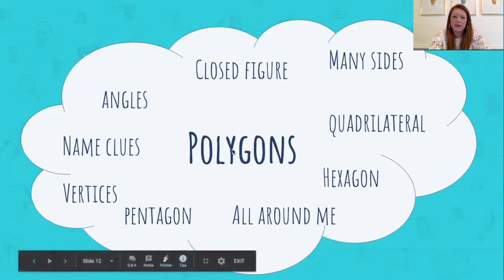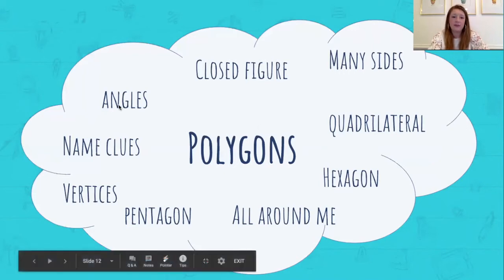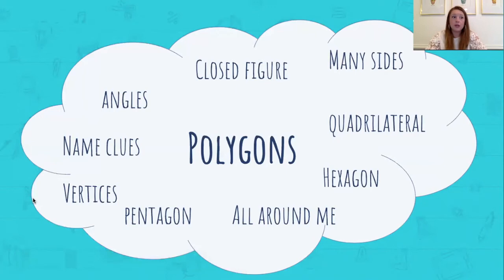I also was thinking how last week in our story, we realized how polygons were all around us. So I put all around me. I wrote name clues because Miss Yeager also talked a little bit about how in the name, there's a clue to how many sides. Like quad means 4, so I know a quadrilateral is a 4-sided figure, as well as vertices and angles. So again, you may have plenty more words than I do.